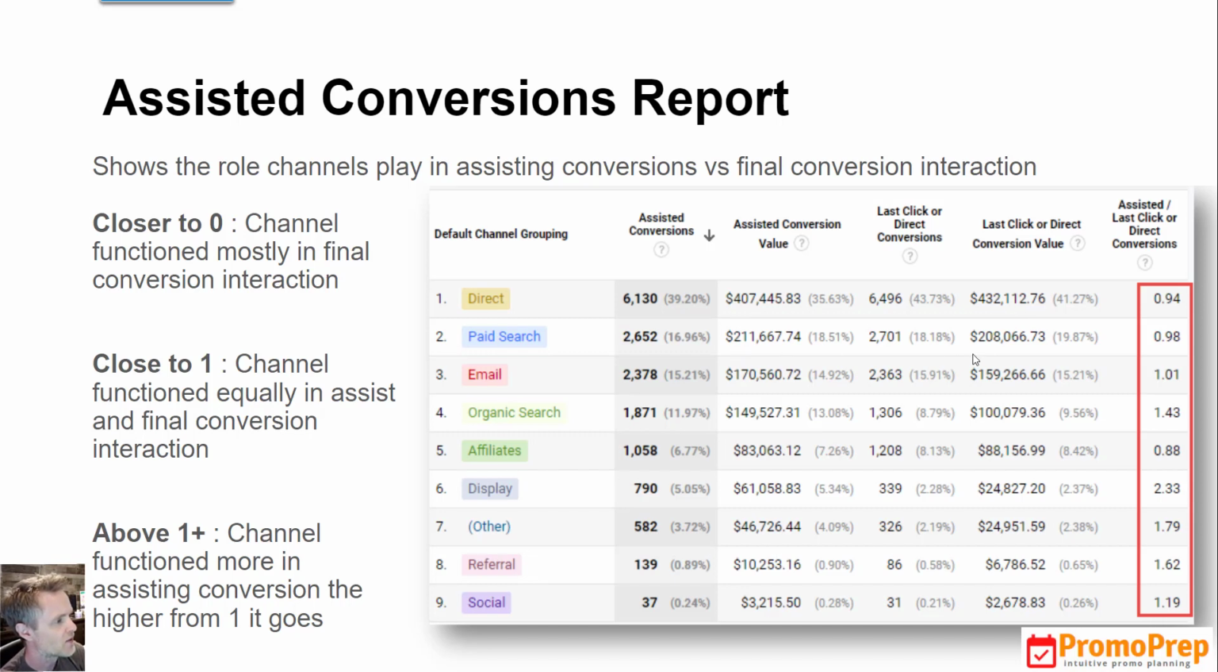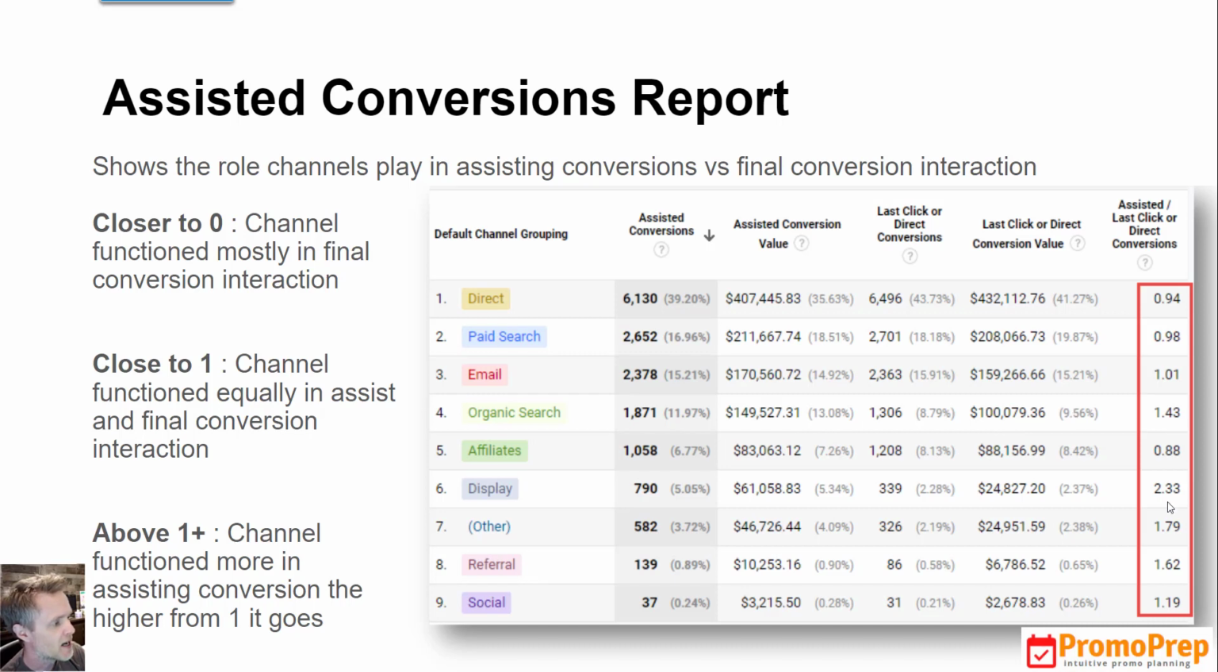Paid search 211 versus 208, pretty even, right? It didn't really have a huge impact on assisting. Paid search didn't in this case, and it's at 0.98, so it's really close to that number 1. Whereas things like organic, that's further higher than 1. It actually had a pretty good assisted conversion value, almost $150,000 versus $100,000. So about 13% of total versus about 10% of total.